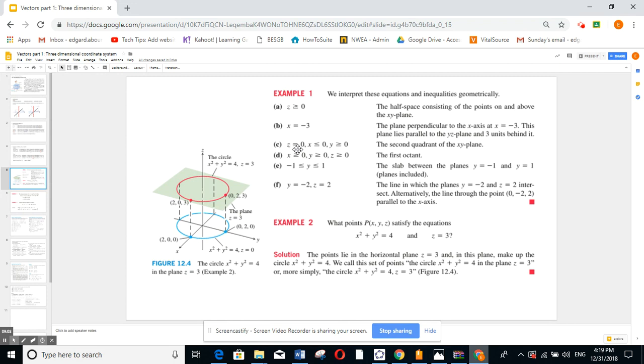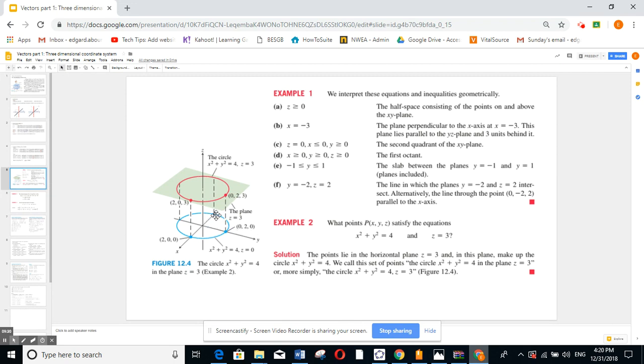z equal to 0 is nothing else than a plane perpendicular to the z-axis at 0, which is the base, the xy plane. You want x to be negative, this is the negative x, and y positive. So what do you get? This quarter of the plane, this part here of the plane, a quarter of a plane.